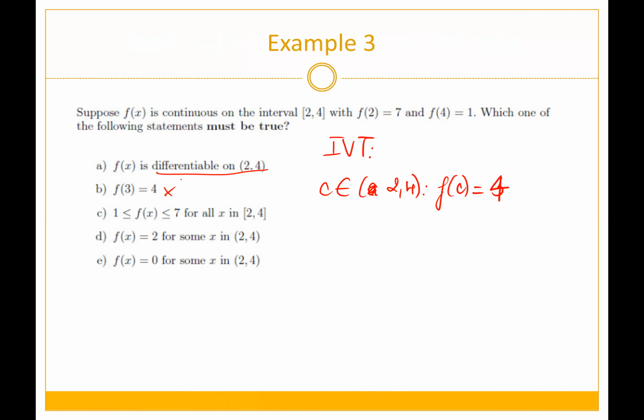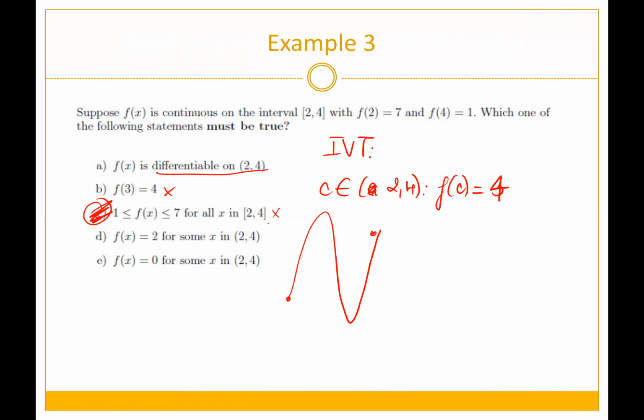C: 1 is smaller than or equal to f of x, smaller than or equal to 7 for all x in this interval. Well, this is actually not correct because your function doesn't have to be squeezed between that. It is bounded, but you can have a function like this and you can still be continuous. So C is not right.